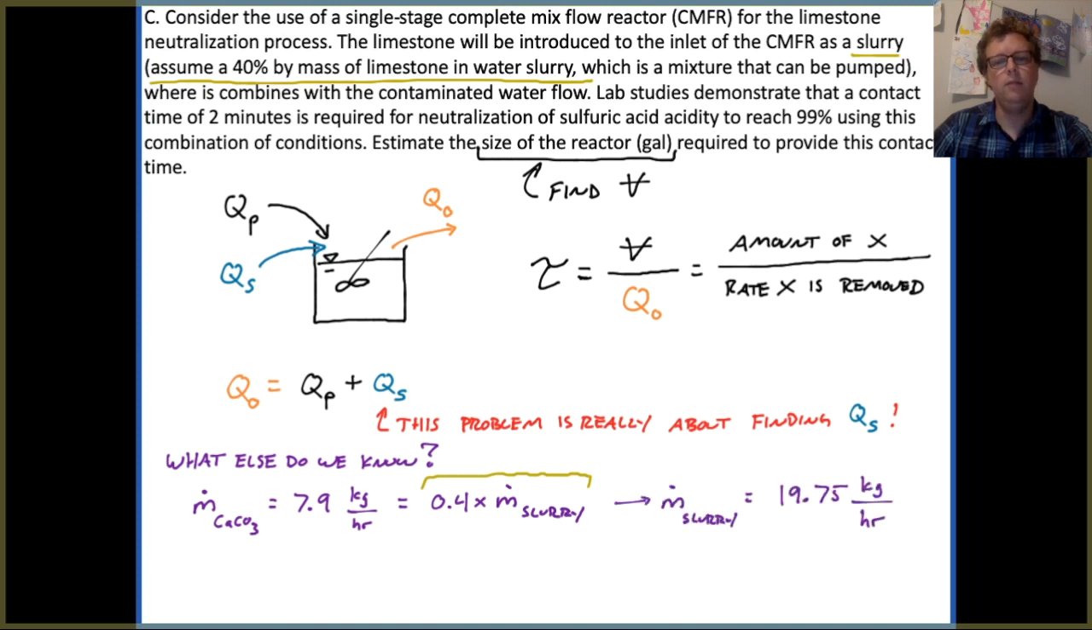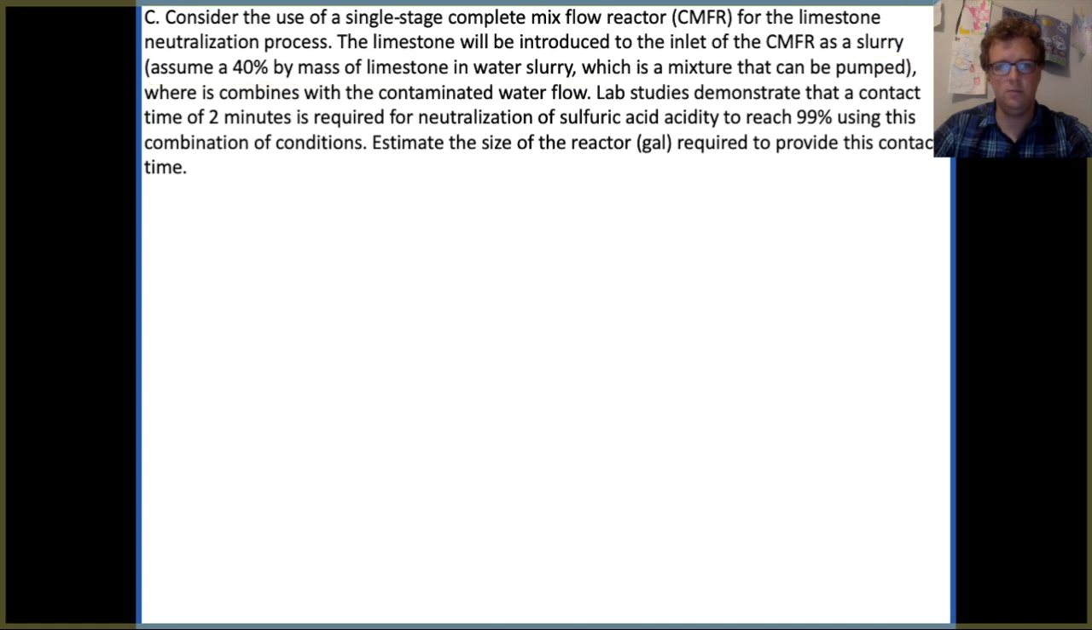We can use that relationship to find out that the mass rate of the slurry needs to be about 19.75 kilograms per hour. So the slurry itself, 19.75 kilograms per hour.